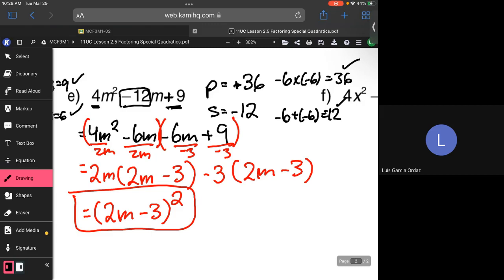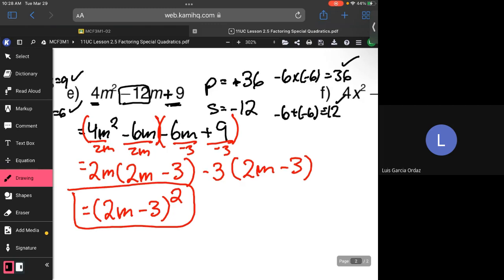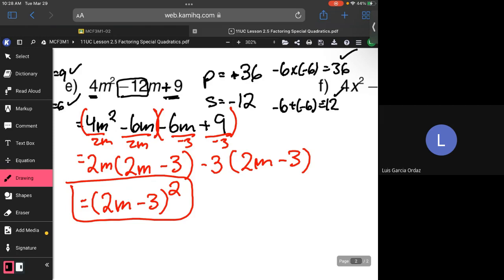Yes, Olivia? Why is it negative? What do you mean, negative 3? Why is it negative 3 as opposed to positive 3? Because if we factor out the positive 3, we're going to be left with negative 2m plus 3 in the bracket, which means I have to factor out a negative 1 still. Oh, okay. So I want to avoid all of that. Okay, then how do we know when to avoid that? Just look at the sign of the number in front of the variable. If it's a negative, factor out a negative.